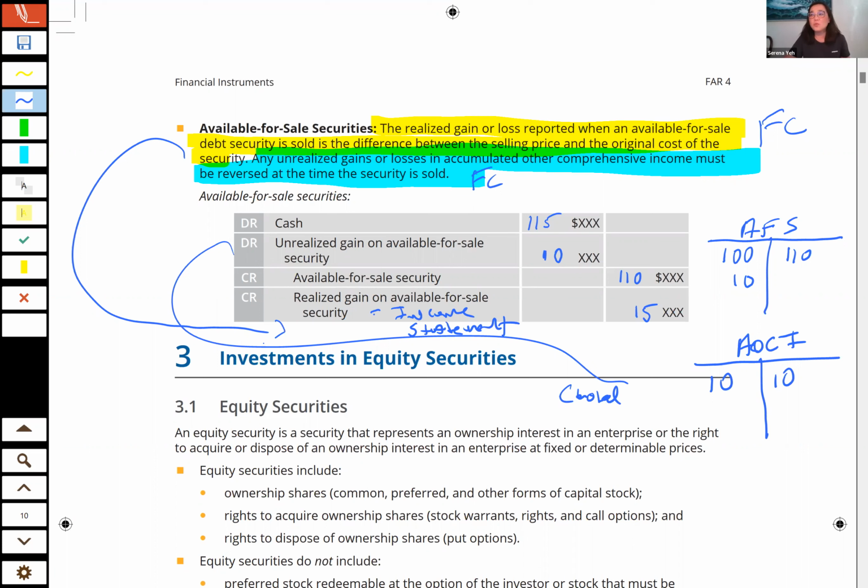I just think, why make it so complicated? Is that unrealized loss and gain? We can just, when we sell the stock, realize the gain and loss. Why do we do all these steps? But that's my comment. Yeah.